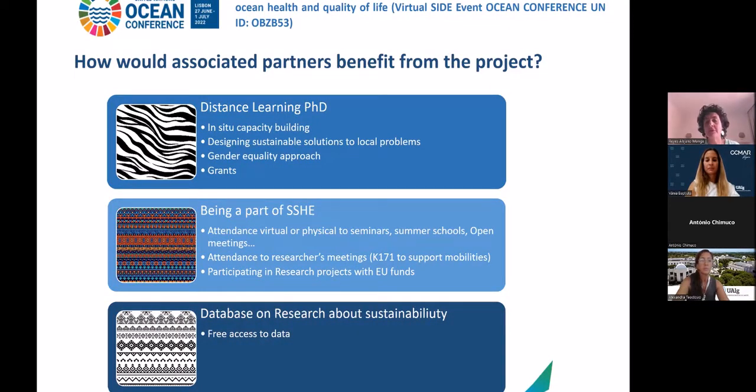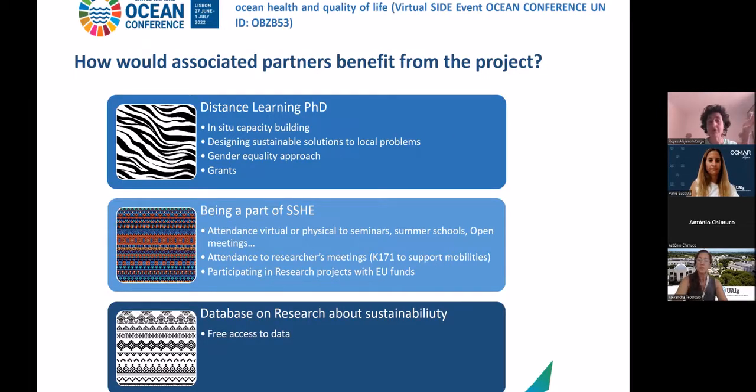So how would associated partners benefit from the project? Well, they will be part of the project, not in the same way administratively speaking as the partners, but they will benefit from most of the actions and most of the proposals and ideas. So for the distant learning PhD program, by co-tutelage with associated partners in Africa and also in Chile or other associated partners we will have, this will encourage researchers to focus more on designing and developing sustainable solutions which respond to local problems. So the PhD student won't need to go away from their own country to develop a PhD. So it will contribute to in situ capacity building, which is also an important goal of this project.